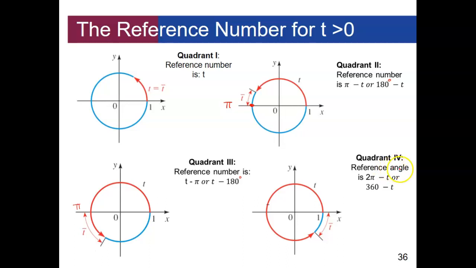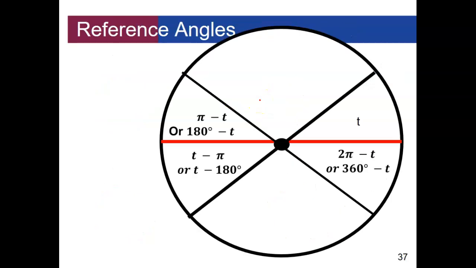Okay, for the fourth quadrant, you're going to do 2 pi, take away all of this, and it's going to leave you with this. So in each case, your reference number is always measured from the x-axis, the shortest distance to get to that terminal point. This is just another visual of the same thing.